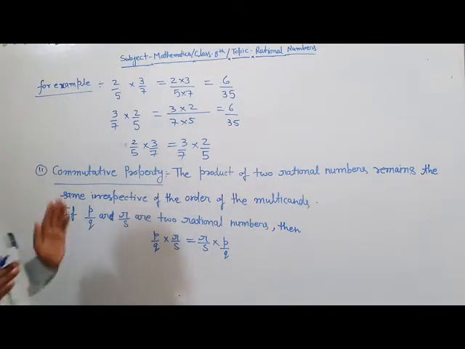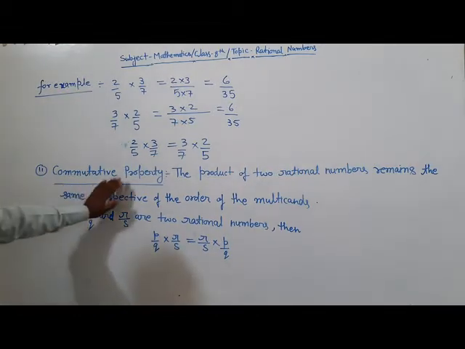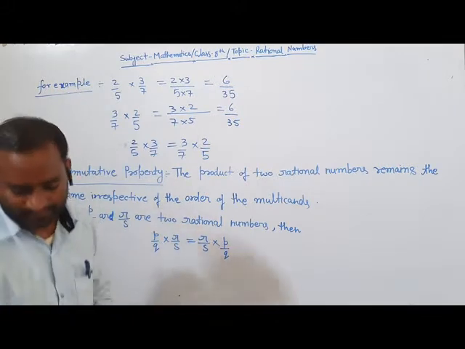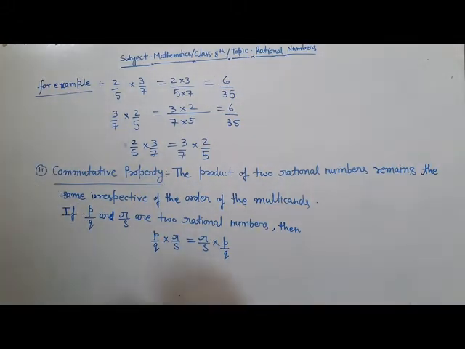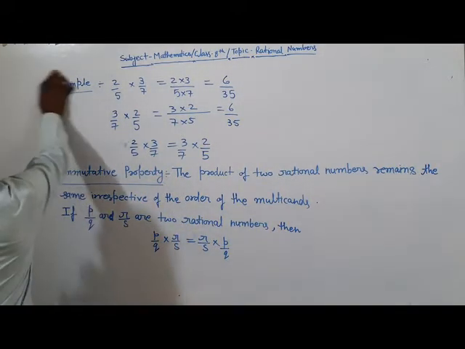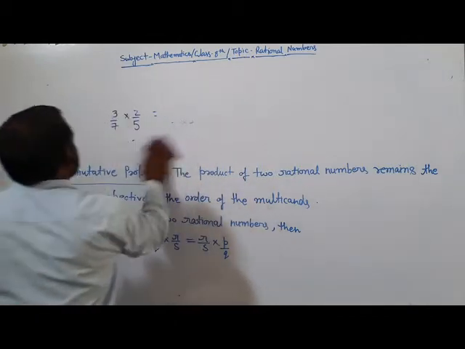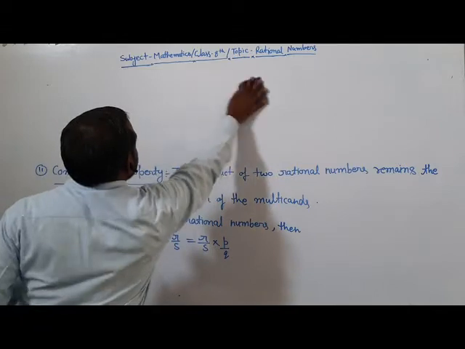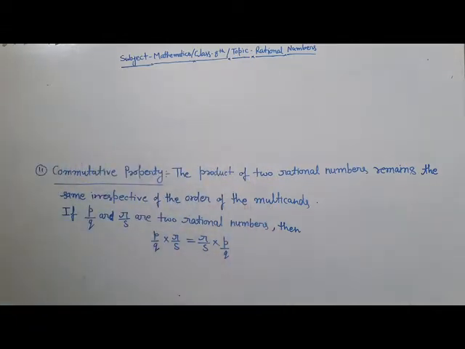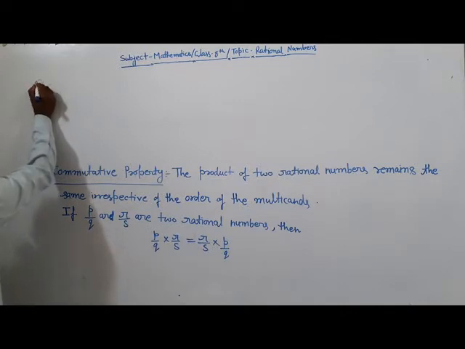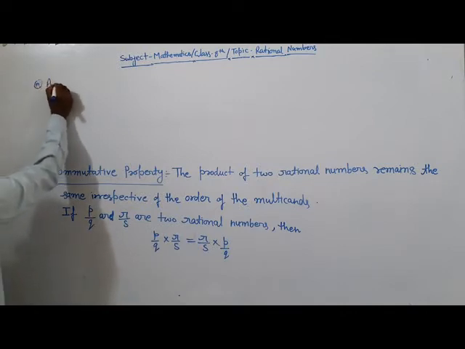So the commutative property applies over multiplication. The next property, the third, is the associative property.